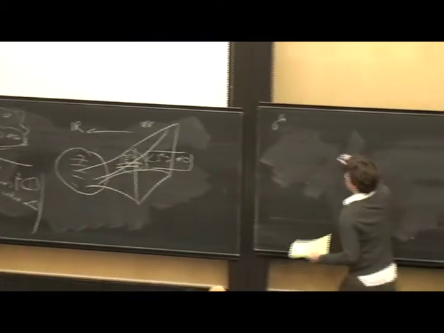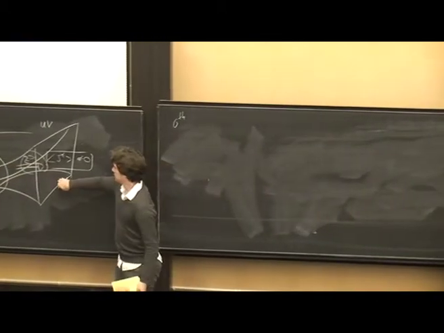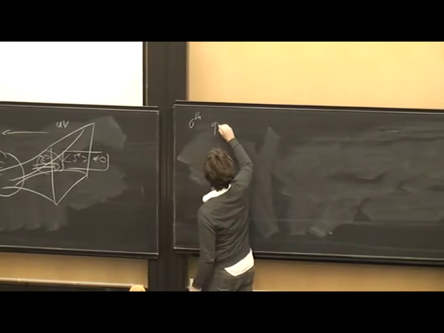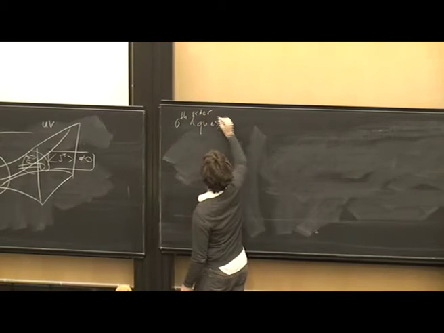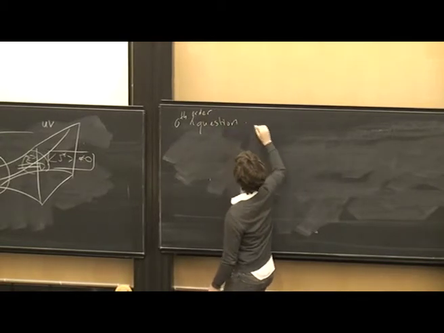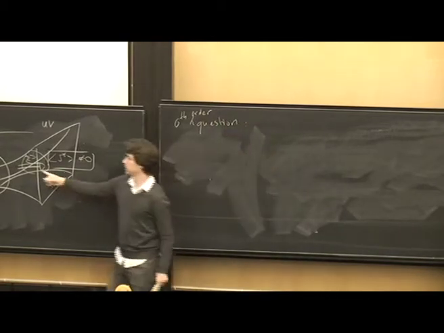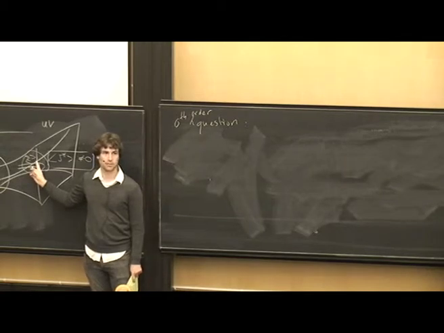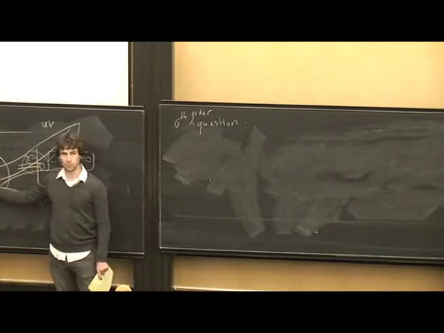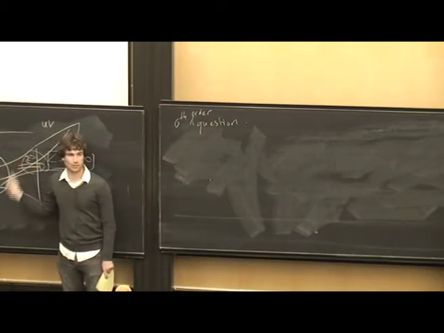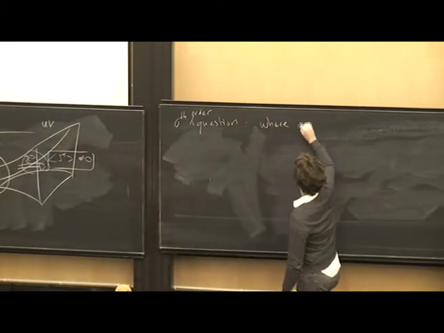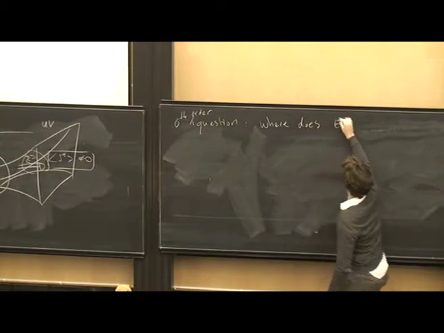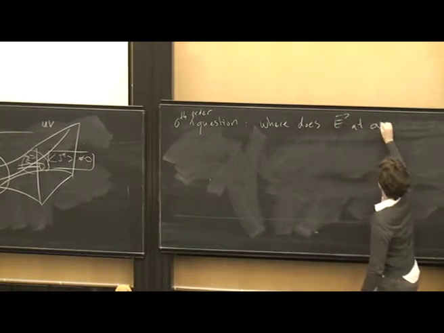So the new ingredient here, the zeroth order question, is of course, where does this flux come from? If you have some flux at infinity, clearly there has to be some charge in the inside that's creating the flux. So where does the electric flux at infinity come from?